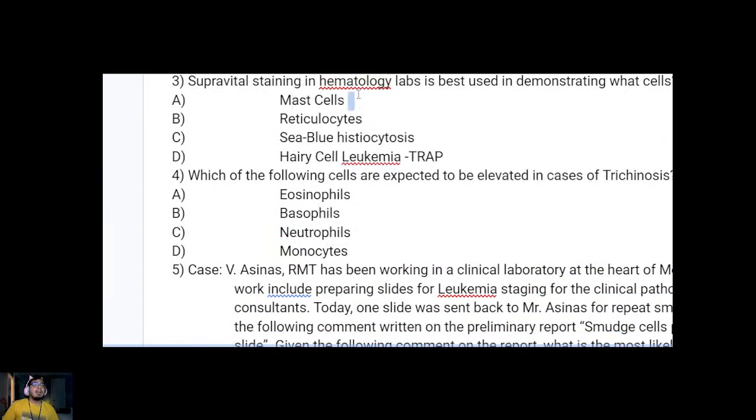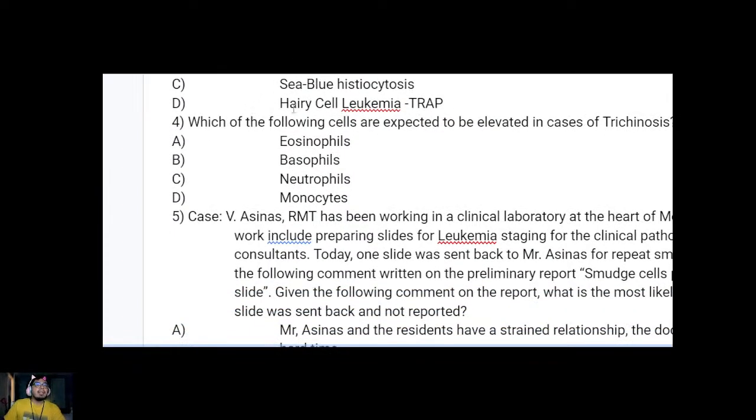Mast cells, anything that you can use but on tissues. What are mast cells again? Kakasabi ko lang kanina sa immunology natin. That is tissue basophils. Alright? Which of the following would be expected to be elevated in cases of trichinosis? You need to have prior understanding of what is trichinosis. Trichinosis is a parasitic infection. Therefore, eosinophils would be expected to be high.